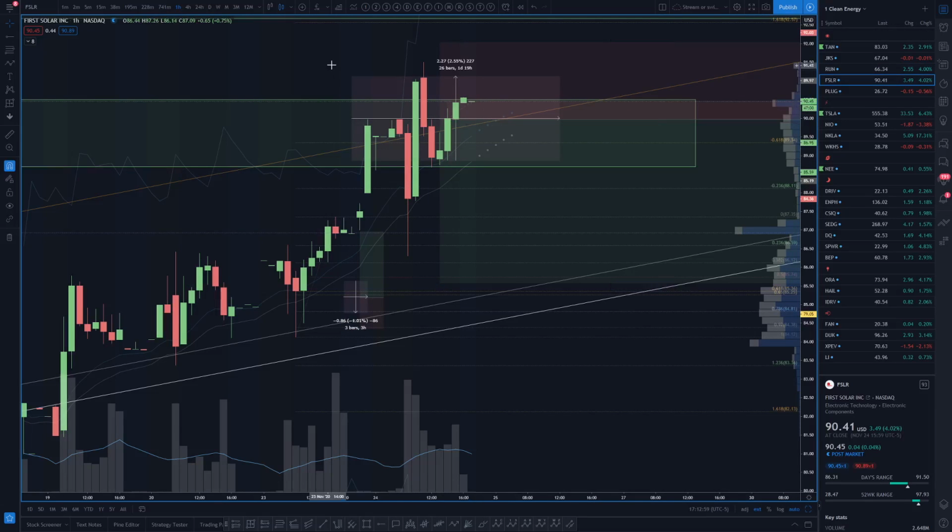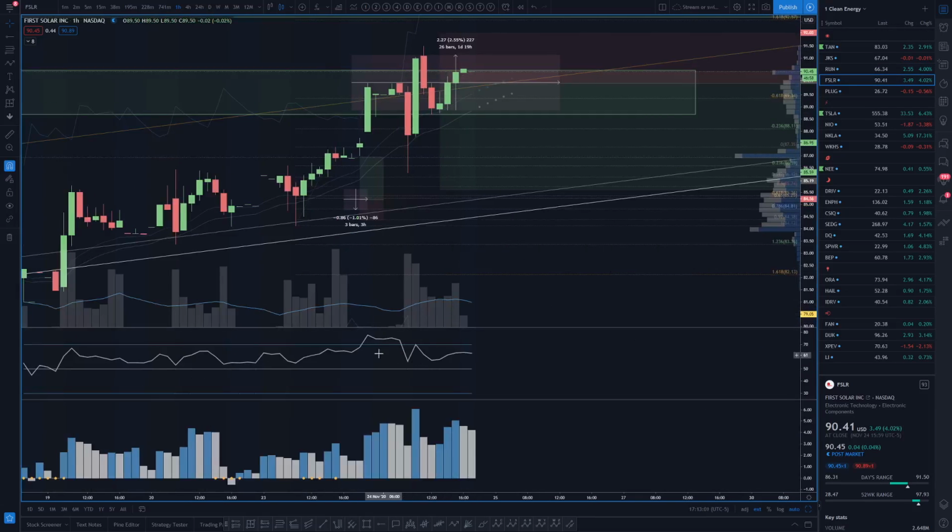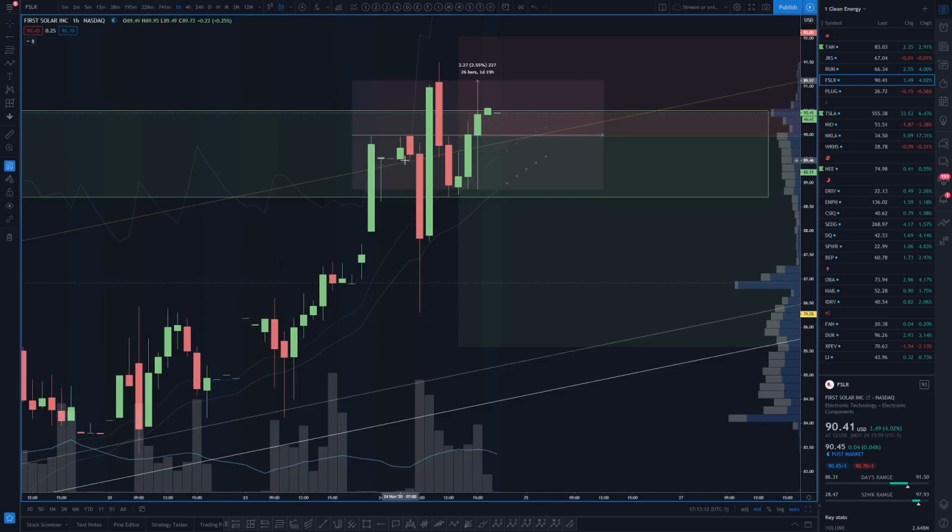Okay, FSLR. Let's see. Didn't check in on this one. So this is one too where you would have wanted to move the levels up because you want to scale in while the hourly is overbought. So that would have been like up here. So although this trade worked out okay, it gave you plenty of time to take profit on any of your fills. Still, I probably would have run it more closer to this.